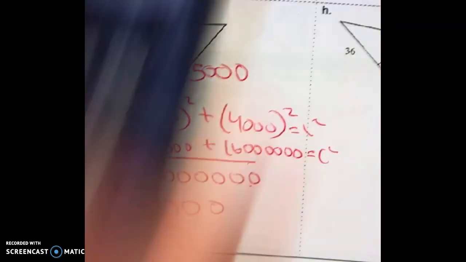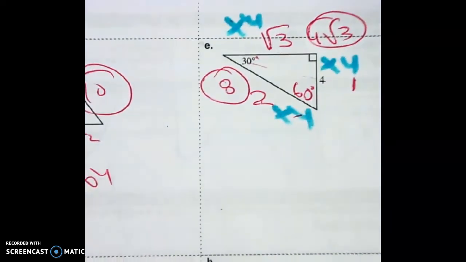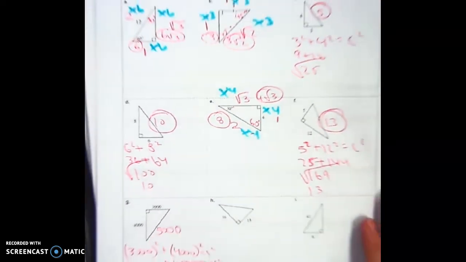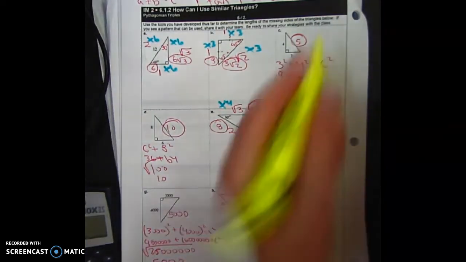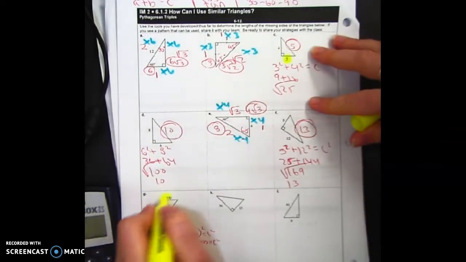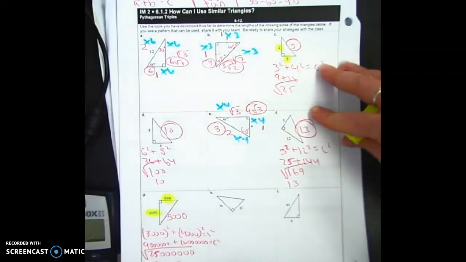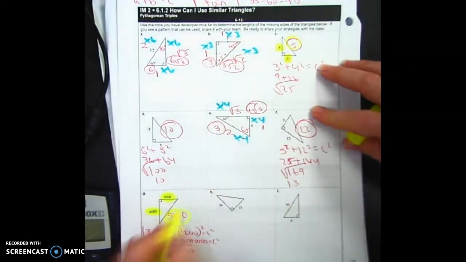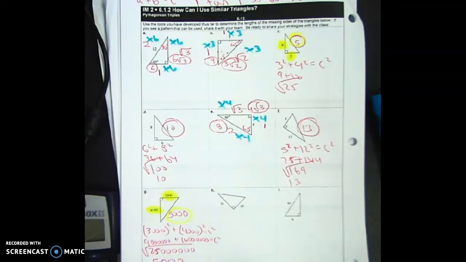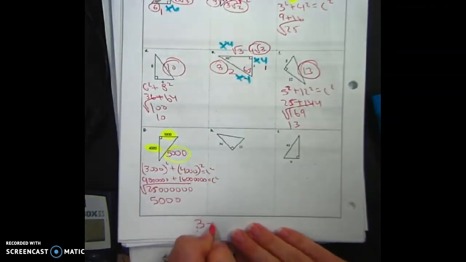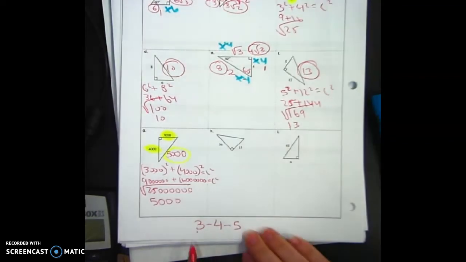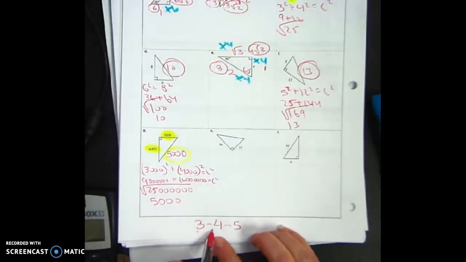Okay? I want to show you guys something really quickly because there's a relationship between these triangles. See how this was 3, 3, 4, 4, and then 5, 5. So that's something we can memorize. So can you guys do me a favor and write 3, 4, 5, which means if I know those two sides are 3, 4, that means this side's going to be a 5.